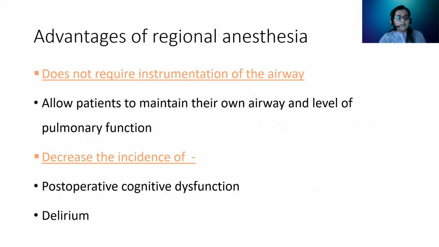However, regional anesthesia is still preferred over general anesthesia because it does not require instrumentation of the airway and allows patients to maintain their own airway and level of pulmonary function. Thus, it avoids all the complications associated with the airway like difficult ventilation, intubation, pulmonary aspiration, and pneumonia. It also decreases the incidence of post-operative cognitive dysfunction and post-operative delirium.